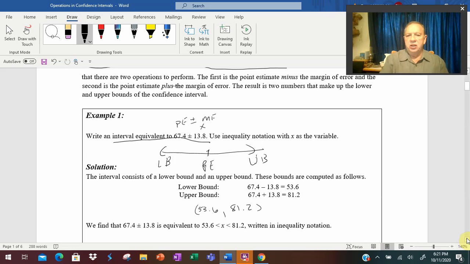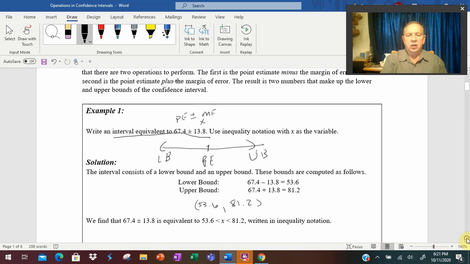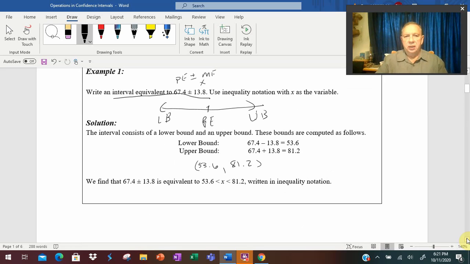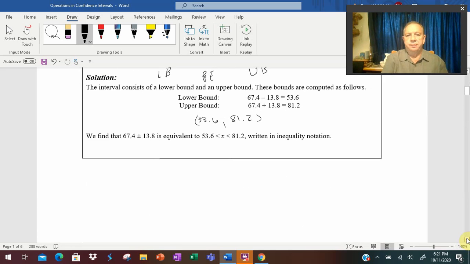So we're just writing the notation now. We're not going to go through and do a statement about that.